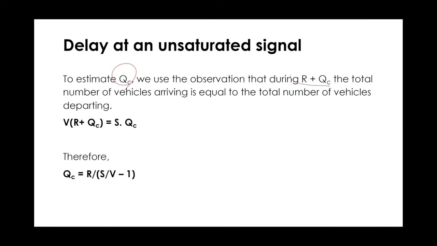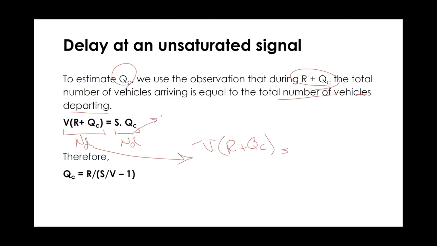we use the observation that in R plus QC, the total number of vehicles arriving is equal to the number of vehicles departing. Something like a conservation law, where the total number of vehicles that are coming should be equal to the number of vehicles that are leaving, right? So ND equals ND. The first ND comes from the arrivals, which is the arrival rate multiplied by R plus QC. Now, the vehicles that are departing would be the saturation flow.